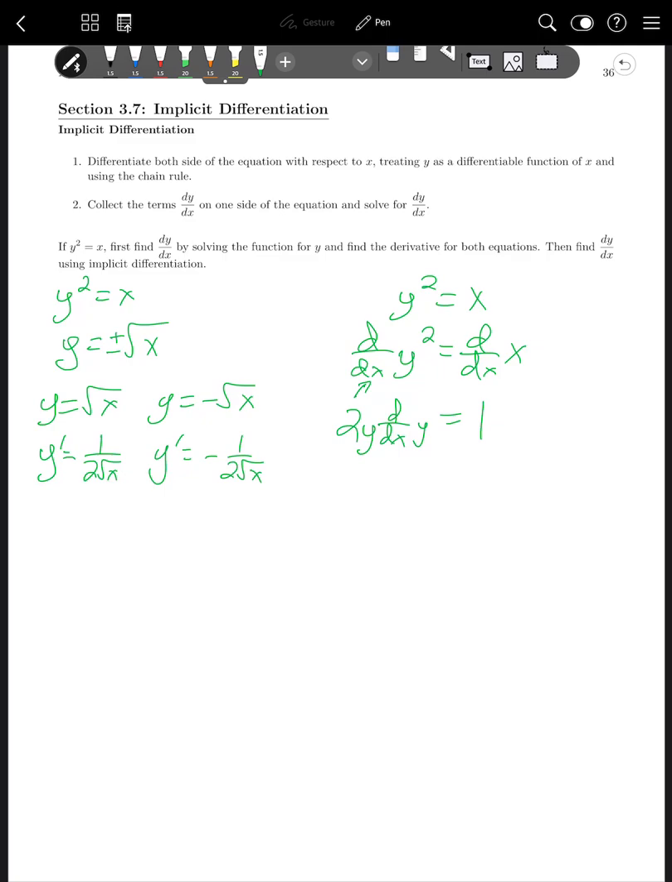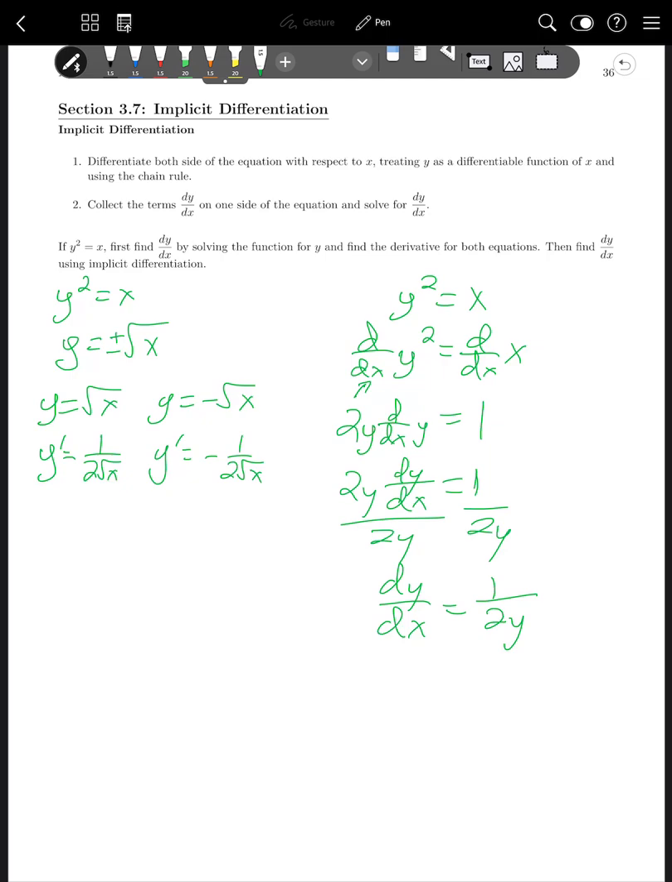Now, what is the derivative of y with respect to x? Well, I don't have a good way to find a numerical value for that because this y doesn't have an x, so I can't use my differentiation rules. But I do have a symbology I can use to write the derivative of y with respect to x, and it's simply dy over dx. Now we can solve for dy over dx by dividing both sides by 2y. So dy over dx equals 1 over 2y. And there is our derivative using implicit differentiation.